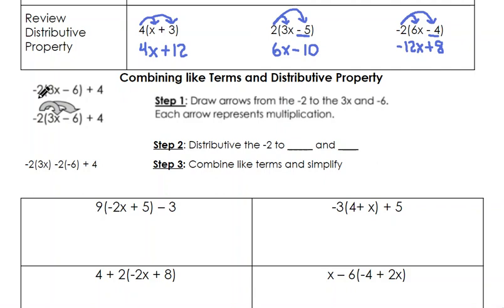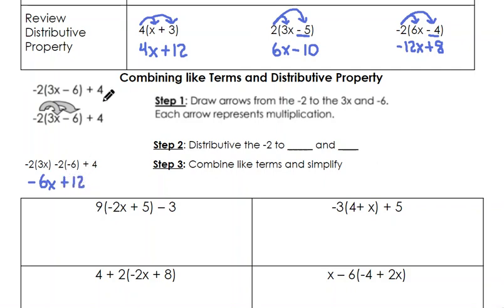Okay, so if you ever see something like this where it has parentheses, we always have to get rid of those parentheses first. And the way we do that is by using the distributive property, just like how we did up here. Okay, so they did -2 times 3x. -2 times 3x will give me, what's that, -6x. And then -2 times a -6 gives me a +12.